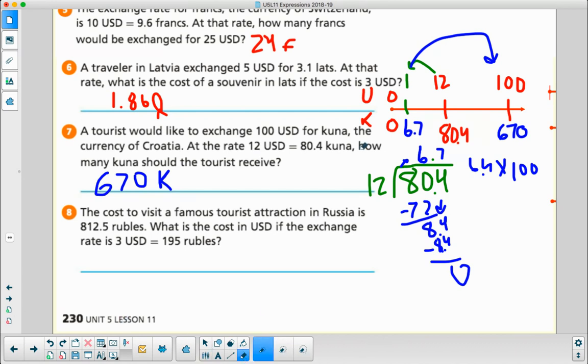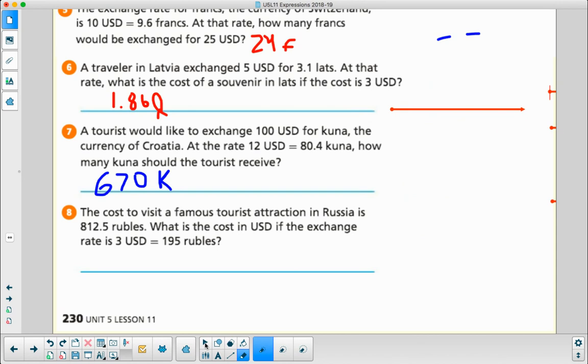All right. So now the final one. Pause the video and do it again if you need to fix it. But if you're good on it, let's move on. The cost to visit a famous tourist attraction in Russia is 812 and 5/10 rubles. Oh my gosh. That's expensive, it seems like. What is the cost in US dollars if the exchange rate is 3 US dollars equal 195 rubles?